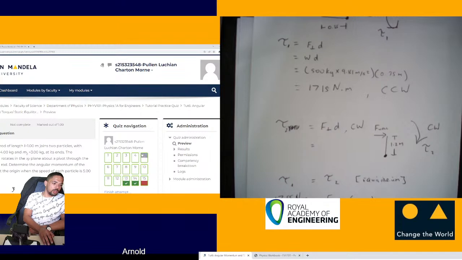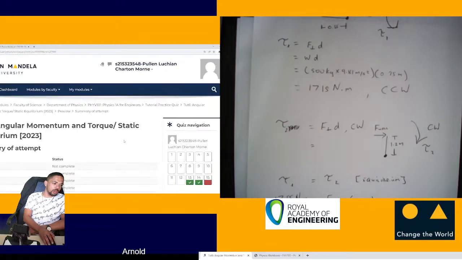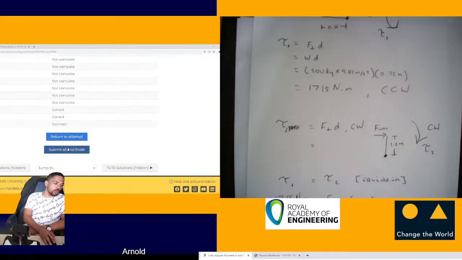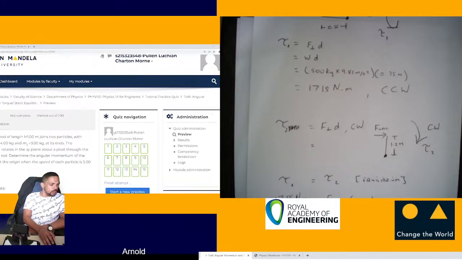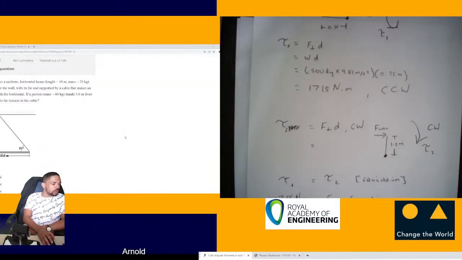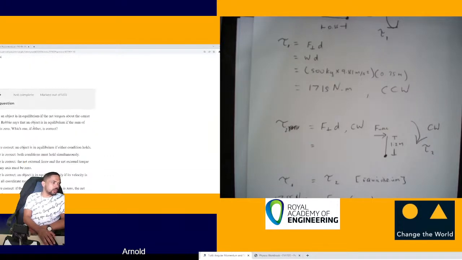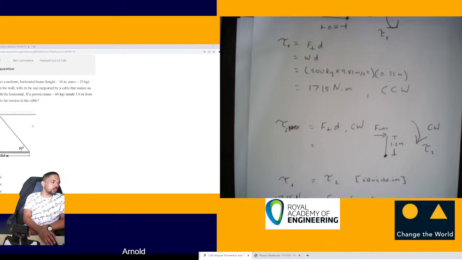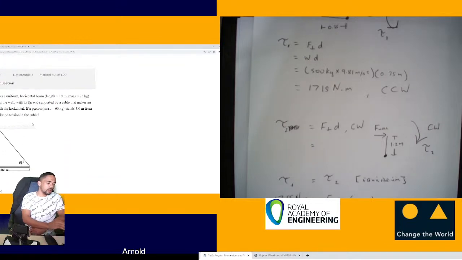Where is it? Let me start, finish attempt. Now start a new preview. I need a new preview. Of course I didn't fill all of it in. I only need to do questions 13, 14 and 15 with you guys. That's why I'm only interested in those problems. So there we have an equilibrium problem, I think.